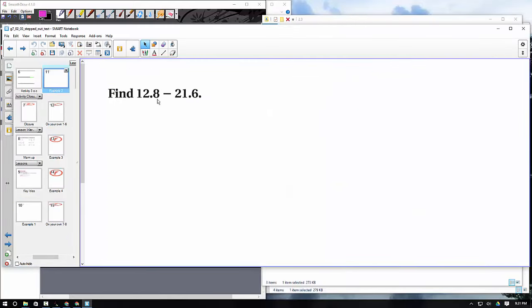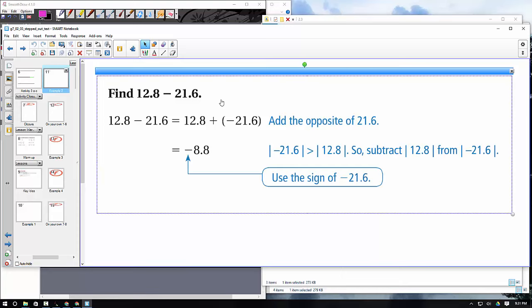For this one here, we're just subtracting. Again, you take the absolute value, and the 21 is definitely larger than a 12. So I'm just going to take 21.6 minus 12.8, get my answer, and put the negative sign on it. So I get negative 8.8.